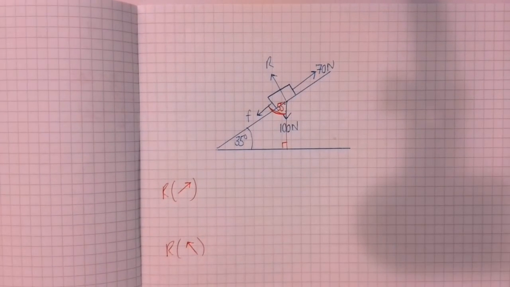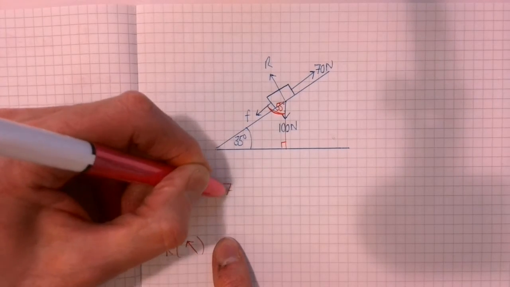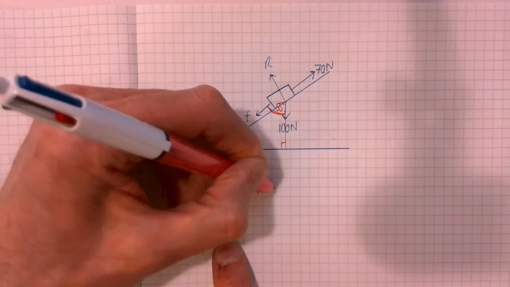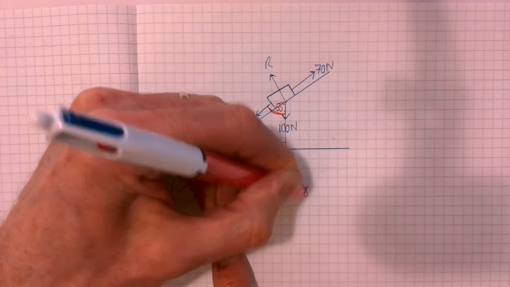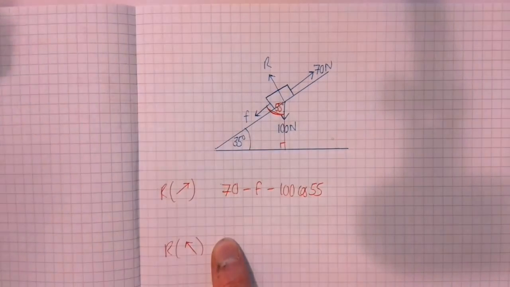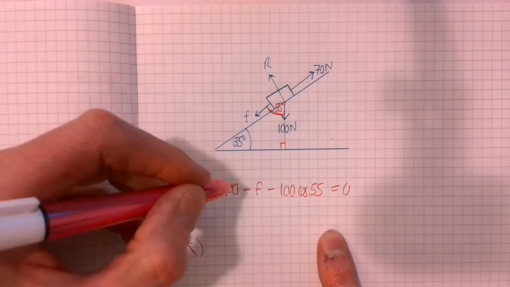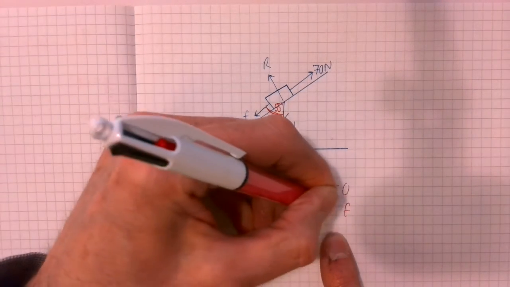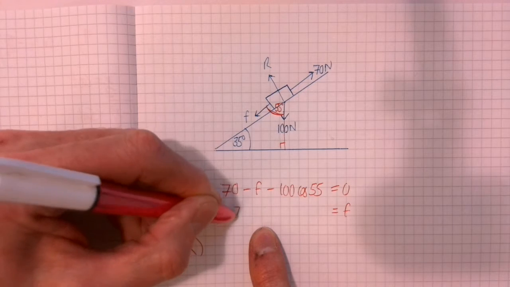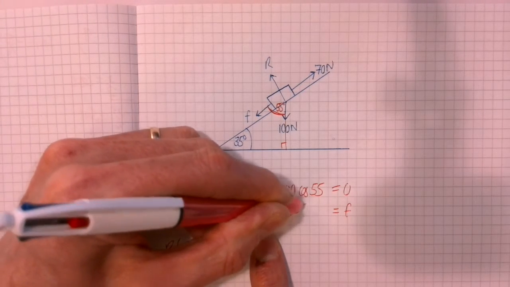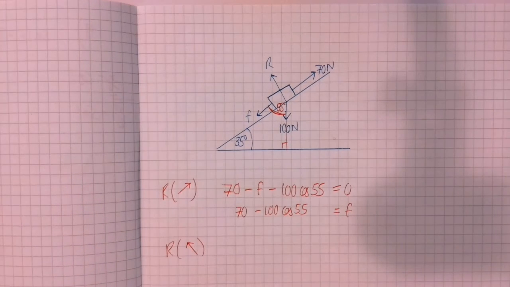Okay, so resolving parallel with the slope. Up the slope, I've got 70 newtons. Down the slope, I've got F, and I've got 100 cos 55. And it's in equilibrium, so that equals 0. And so that allows me to work out the size of F. So I'm going to add F to both sides. So I've got 70 minus 100 cos 55. That gives me the value of F.